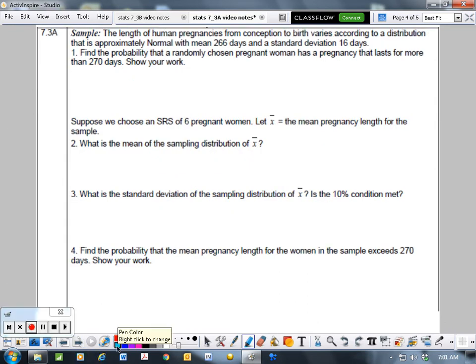So, sample problem. The length of human pregnancies from conception to birth varies according to a distribution that is approximately normal, with a mean of 266 days and a standard deviation of 16 days.